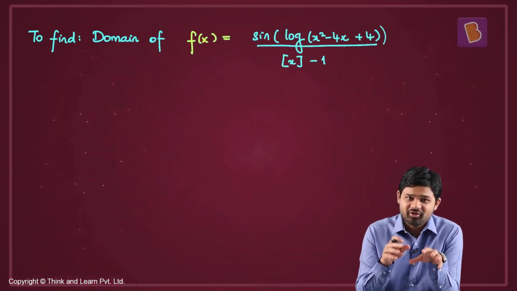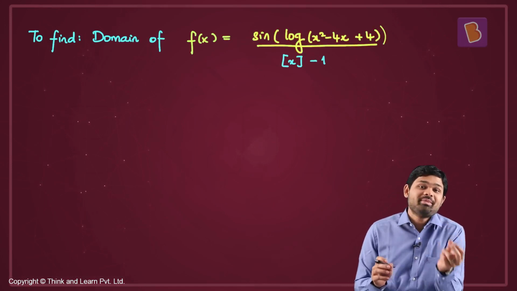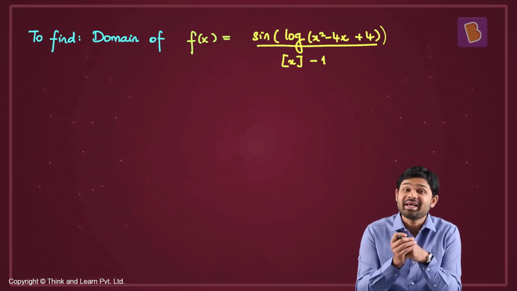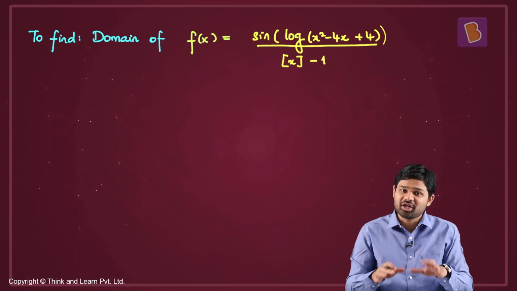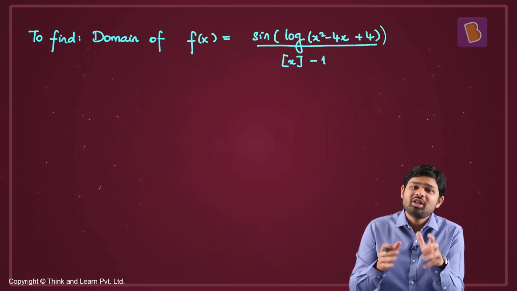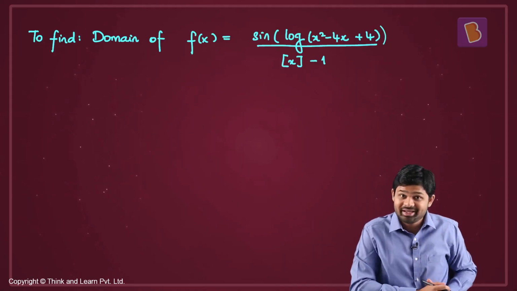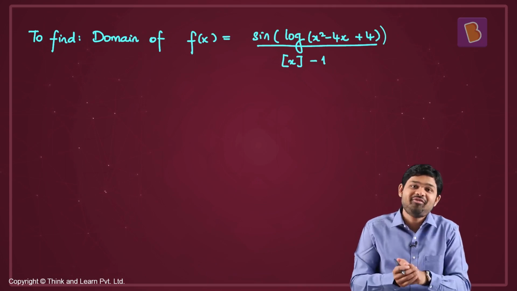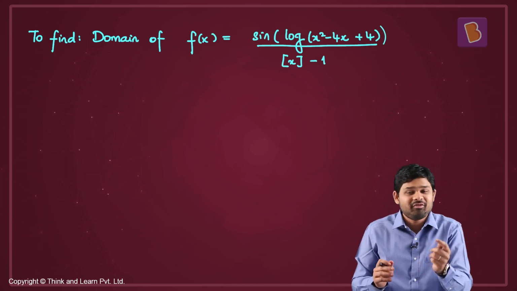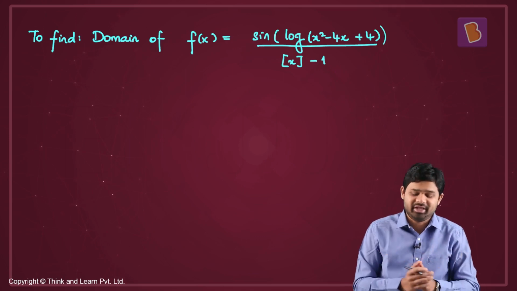We've been given the function f of x, which is defined as the sine of the log of x square minus 4x plus 4 divided by the greatest integer of x minus 1. Correct? So this is the function that we have in our hand. We have to find the domain. So what do you mean by domain? Domain are all the possible values of x that you can input into the function. Correct? That's the domain of the function. So let's try and find out what are the values that we cannot input to this function, or in other words, when we input those values, the function will become undefined, right?